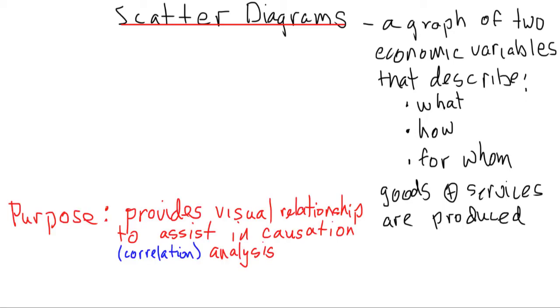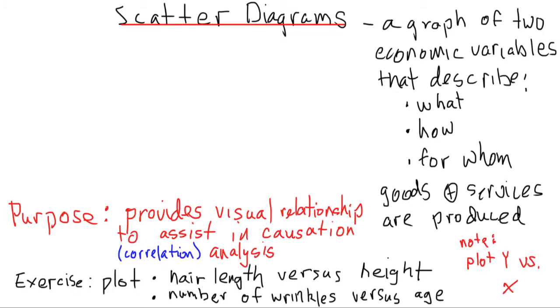The purpose of a scatter diagram is to provide a visual relationship to assist in causation or correlation analysis. Essentially, we create a diagram to help us determine whether one economic variable affects or causes change in another economic variable. So, for example, let's try an exercise.